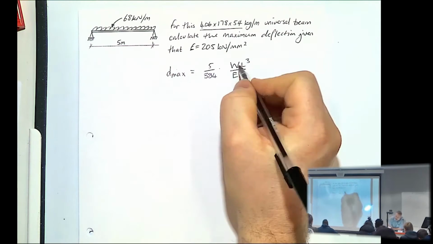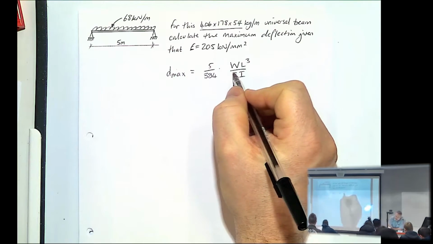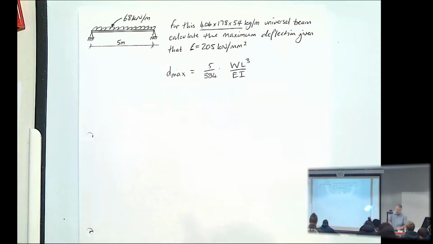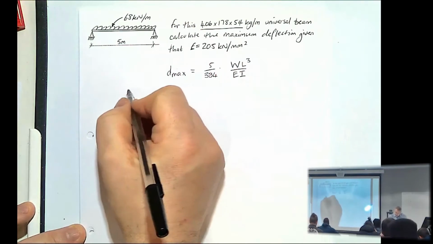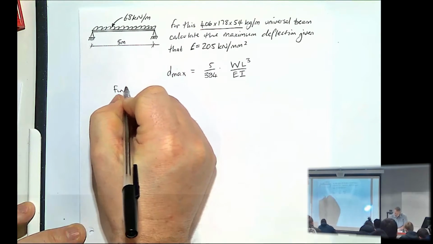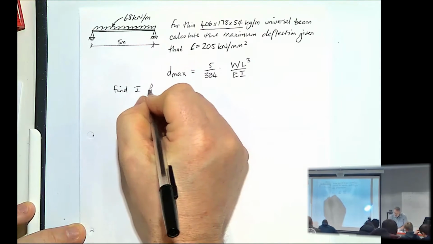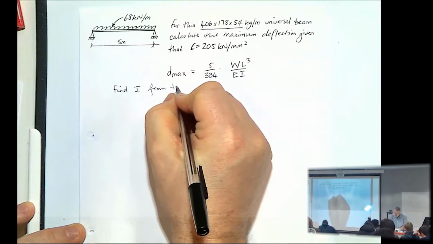We can work out what our total load is. We've got the span, we've been given E. This has been given so that we can try and find out the I. So find I from tables.